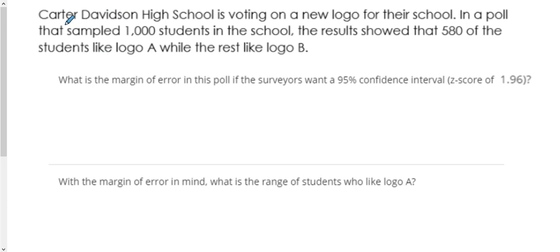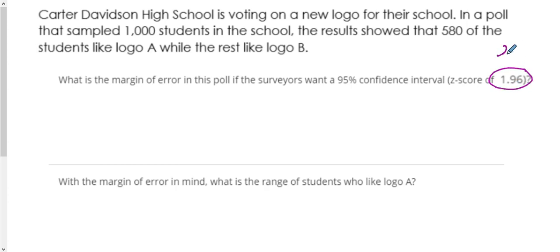So it says Carter Davidson High School is voting on a new logo for the school. Again, this is your check your understanding. I don't know if it's your first, second, or third question for topic 8. In a poll that sampled 1,000 students in the school, the results showed that 580 of the students liked logo A, while the rest liked logo B. So it says, what is the margin of error in this poll if the surveyor is on a 95% confidence interval? And we're going to use a z-score, a critical value of 1.96.